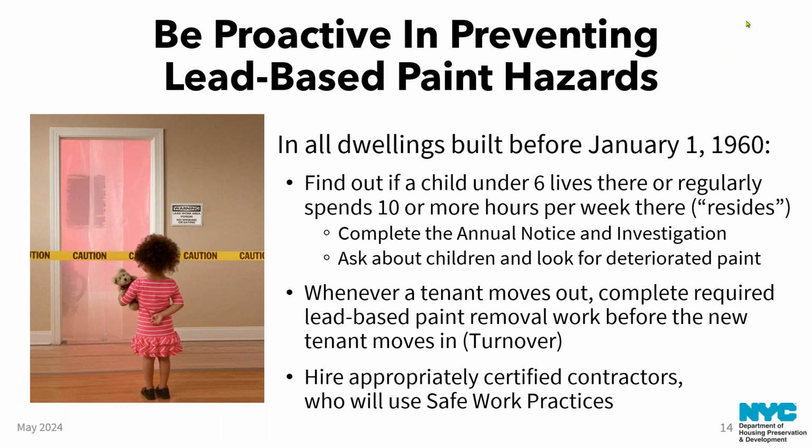So in all of these dwellings where Local Law 1 applies, we are going to find out if children under 6 live in the unit or, again, reside there, so regularly spend 10 or more hours per week under the definition of the law. Most of us are familiar with the annual notice and investigation, where each year you are inquiring about the presence of children. And if there's a child in the apartment, the requirement is for you to follow up by visiting that apartment and doing a visual inspection for deteriorated paint.